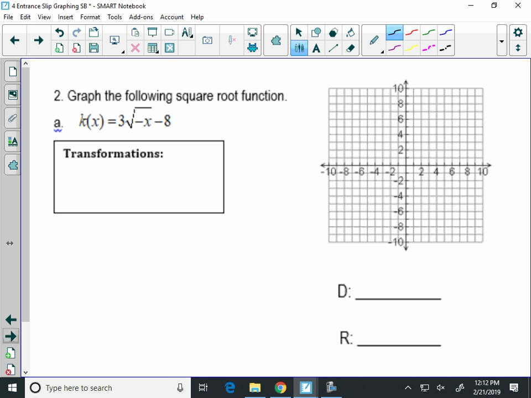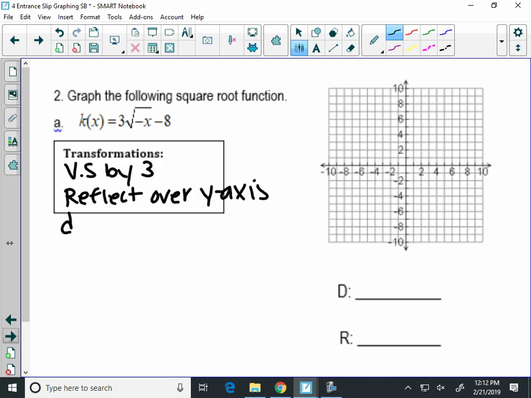So when I go to number 2, we still need to know how to list the transformations, but this time we're making a graph, all in kind of like one step. So what does the 3 in front do to your graph? Vertical stretch by 3, so it's getting taller. What about the negative under the square root? Yeah, reflect over the y. And then the minus 8 means you're going to go down 8. So when you make this graph here, you work point by point.